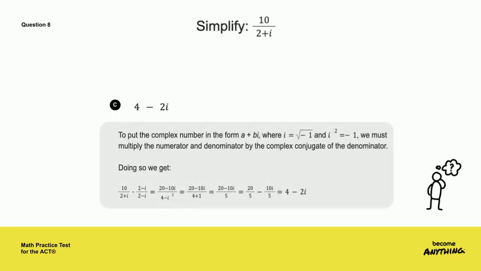To put the complex number in the form a plus bi, where i equals the square root of negative 1, and i squared equals negative 1, we must multiply the numerator and denominator by the complex conjugate of the denominator. In doing so, we get the formula below, with an answer of 4 minus 2i.